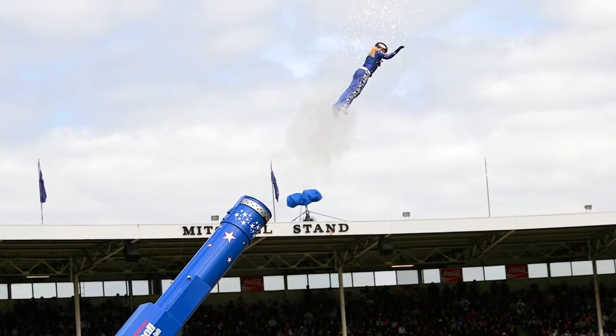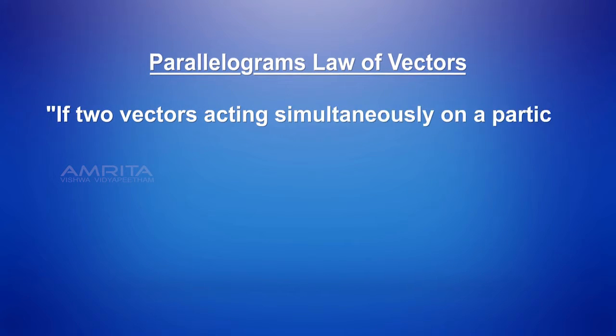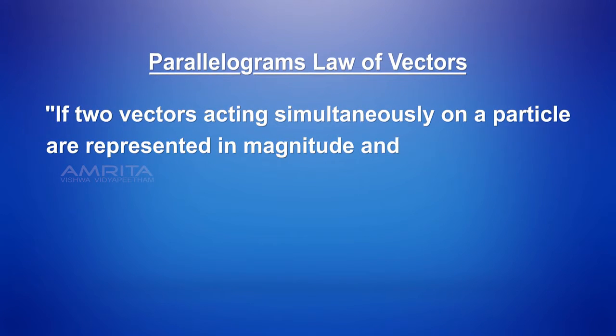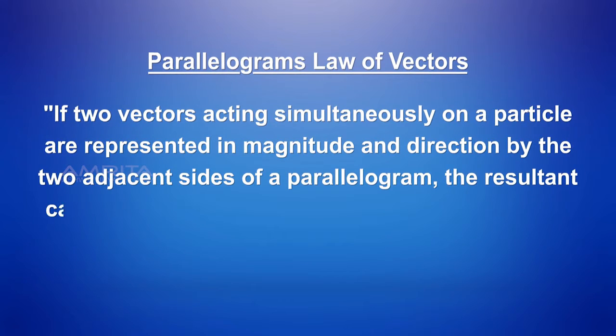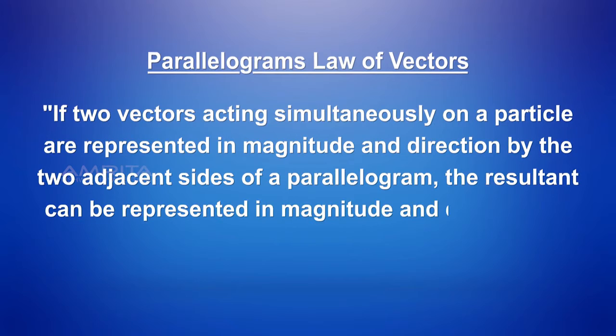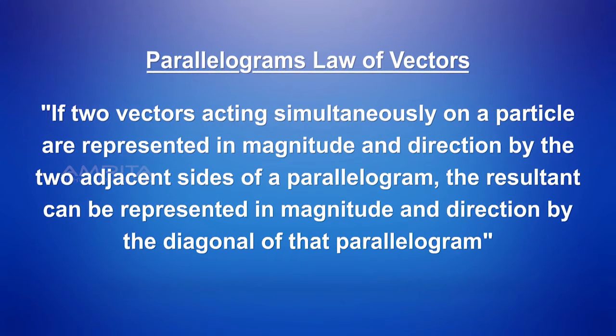example of this law. Parallelogram law of vectors states that if two vectors acting simultaneously on a particle are represented in magnitude and direction by the two adjacent sides of a parallelogram, the resultant can be represented in magnitude and direction by the diagonal of that parallelogram.